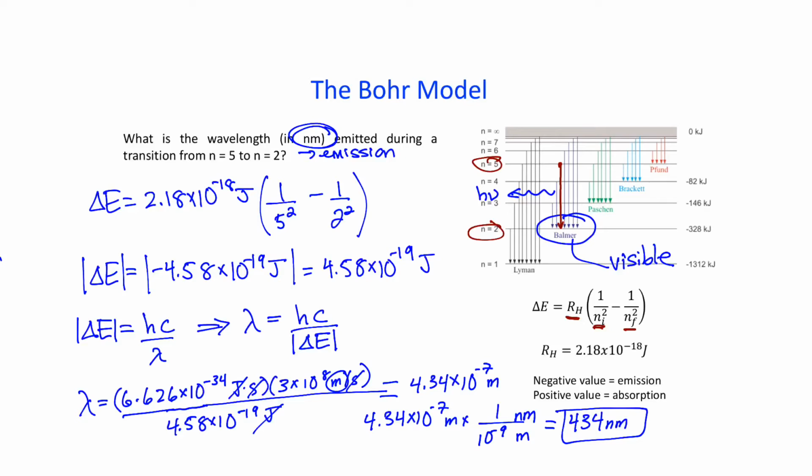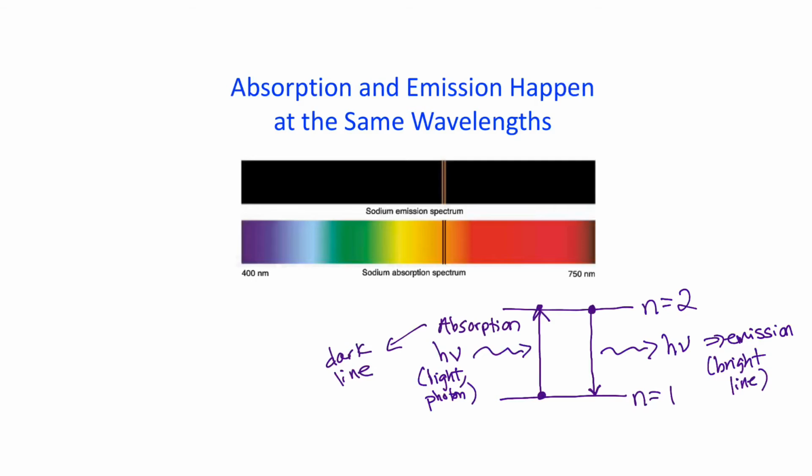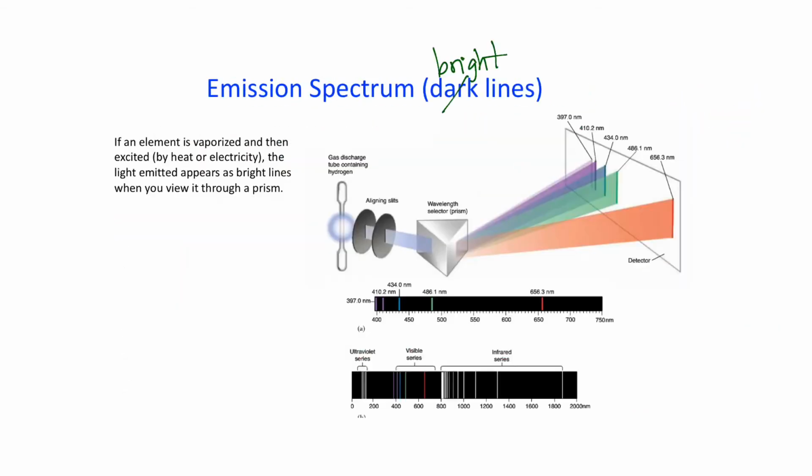All right, so there is our answer. 434 nanometers. Let's go look at our hydrogen spectrum and see if there's a line at 434 nanometers. Double check ourselves. Oh, hey, would you look at that? We have a beautiful matching line for what we just calculated. There's our 434 nanometer blue line in our hydrogen emission spectrum. So that is our n equals 5 to n equals 2 transition.